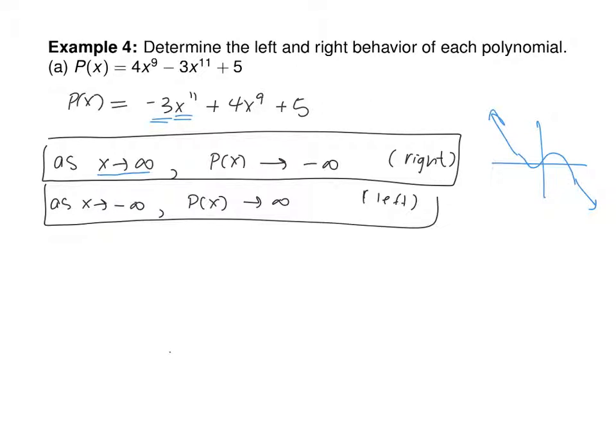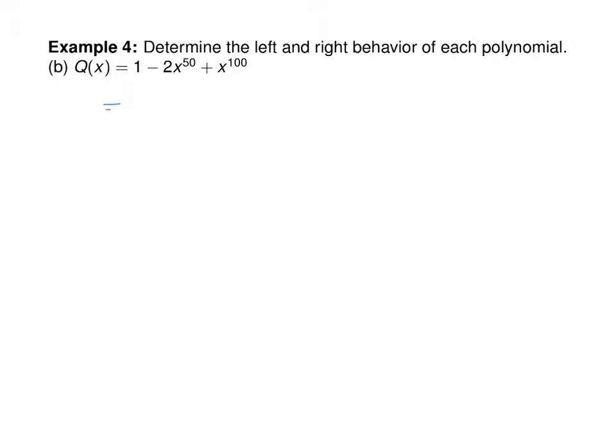Okay, one more weird one. x to the 100 minus 2x to the 50 plus 1.